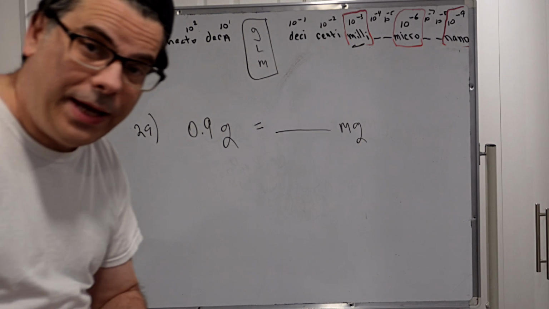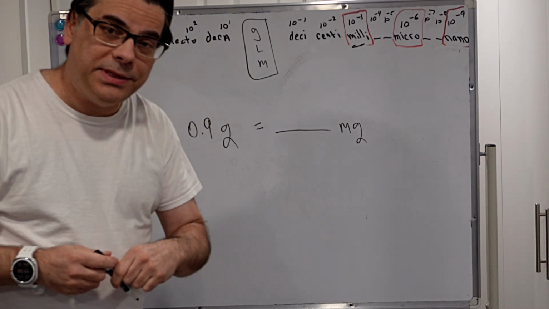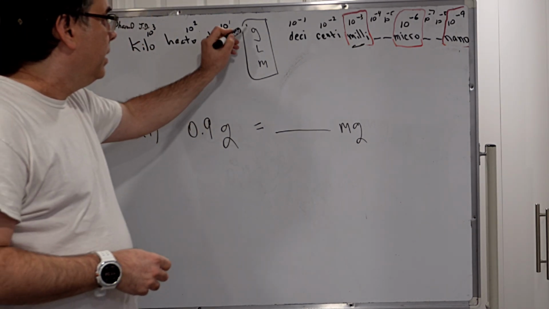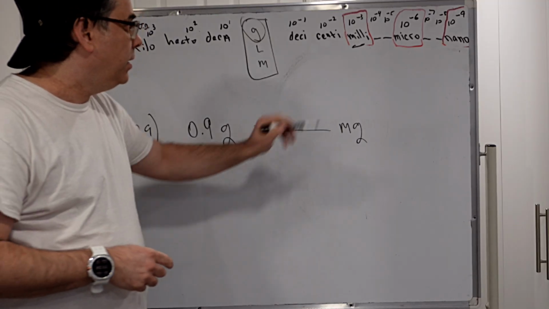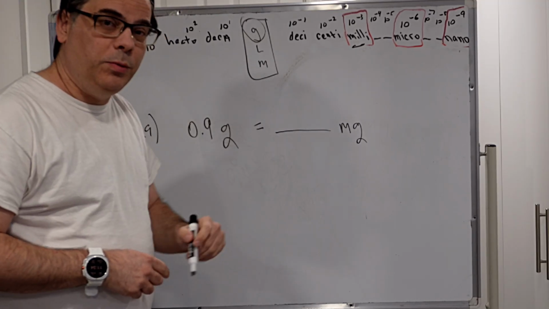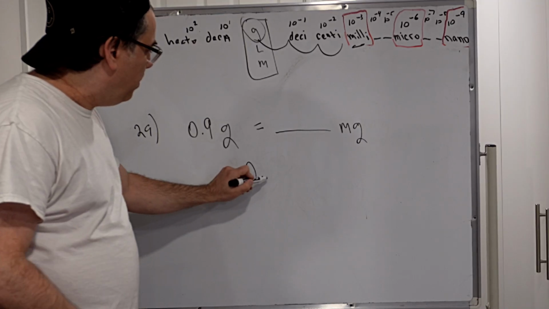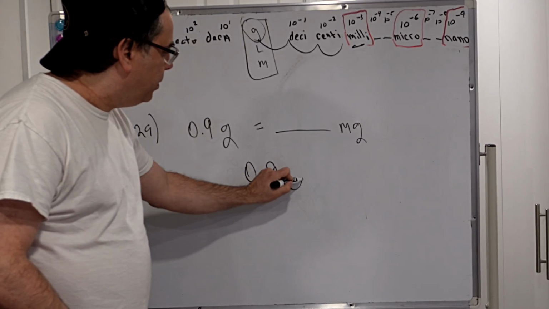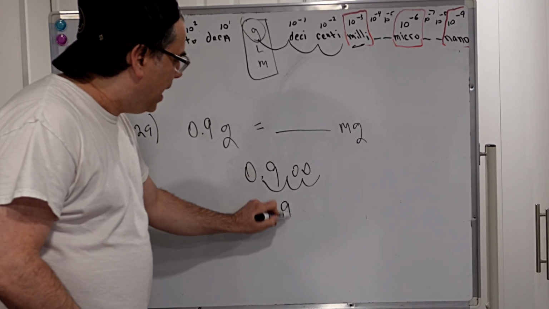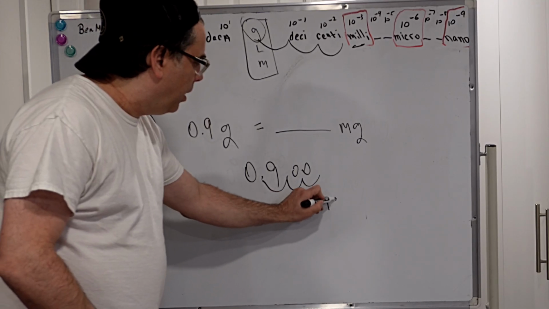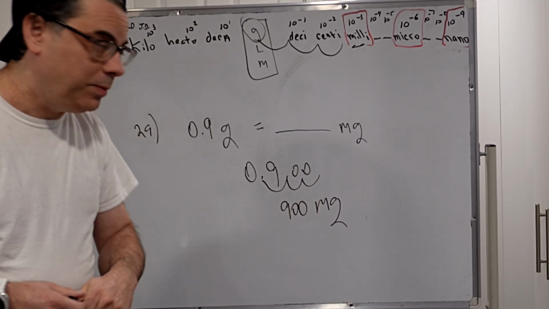Okay, question 29. 0.9 grams is equal to how many milligrams? Again, gram is the base unit. Milli is over here. We move 3 to the right. 1, 2, 3. So we have 0.9, 1, 2, 3. So that's 900 milligrams. 900 milligrams is the answer.